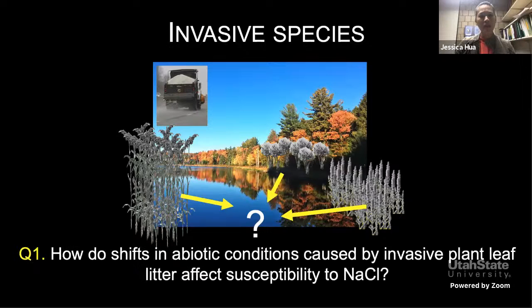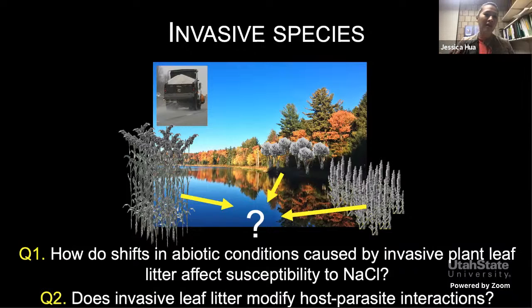How do shifts in abiotic conditions caused by invasive plant leaf litter affect susceptibility to sodium chloride? And then secondly, continuing on the theme of host-parasite interactions, how might invasive leaf litter modify host-parasite interactions?